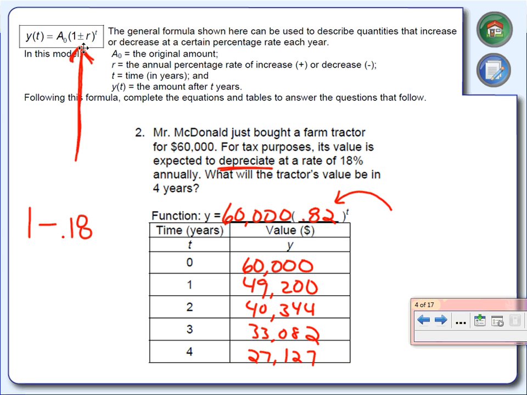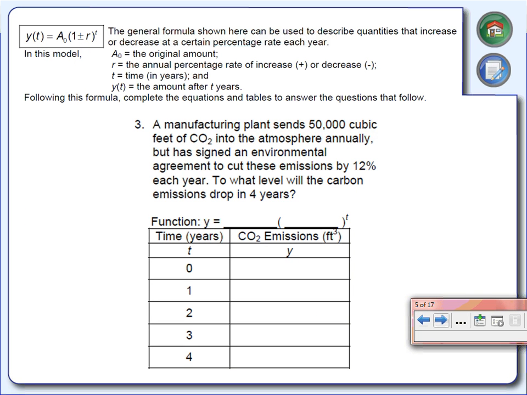All right, let's go to number 3. Number 3 here says that a manufacturing plant sends 50,000 cubic feet of CO2 into the atmosphere annually, but it has signed an environmental agreement to cut these emissions by 12% each year. To what level will the carbon emissions drop in 4 years?